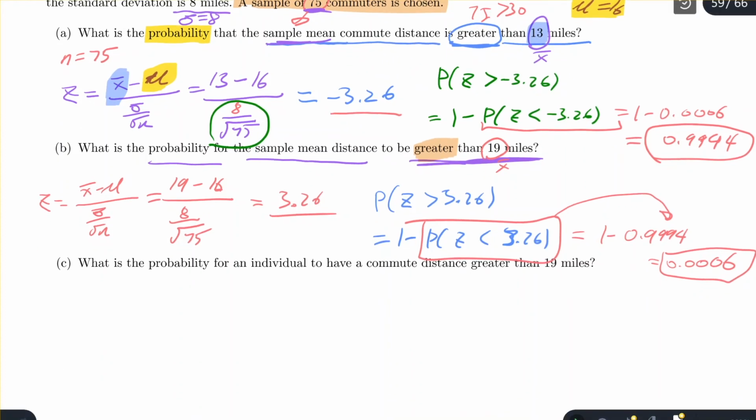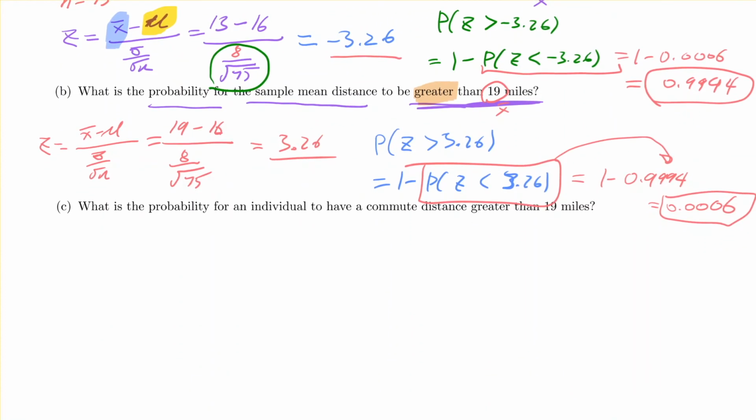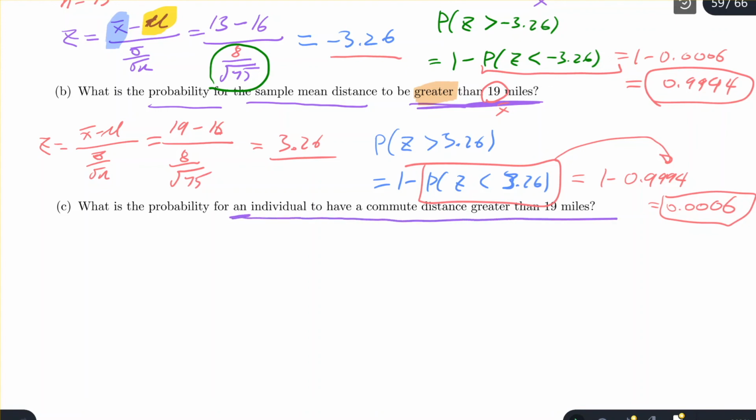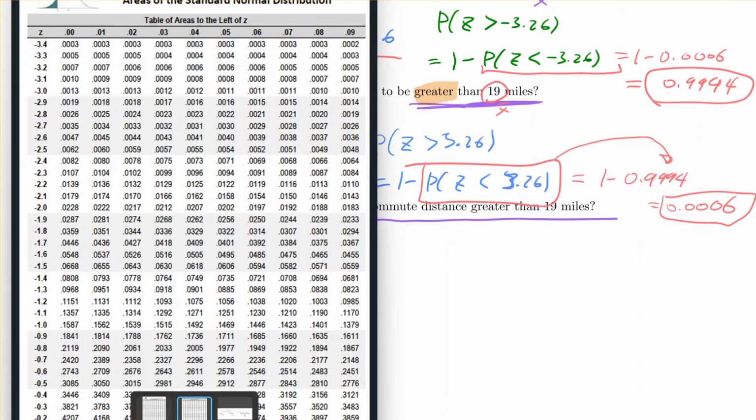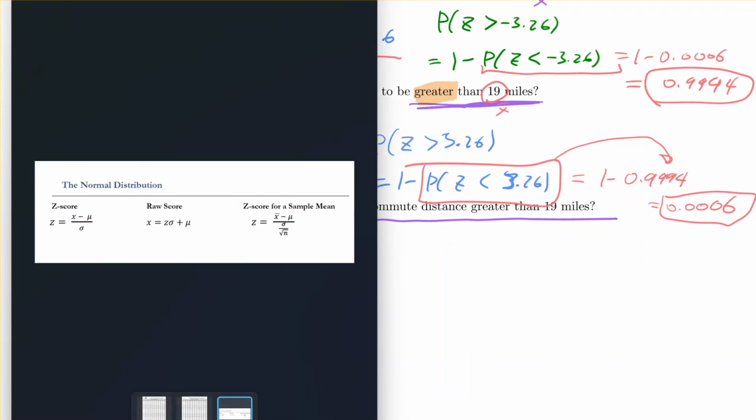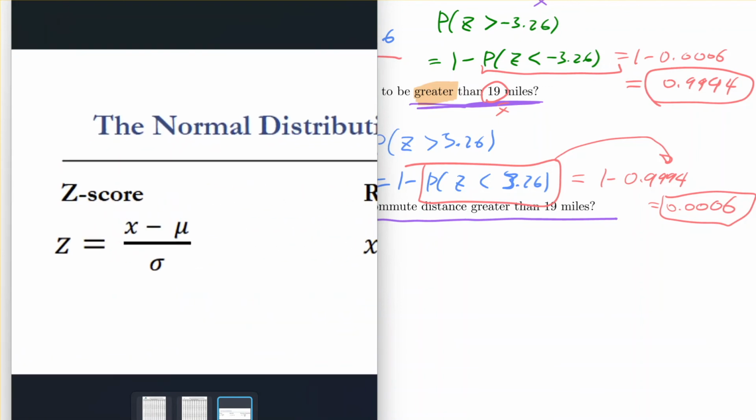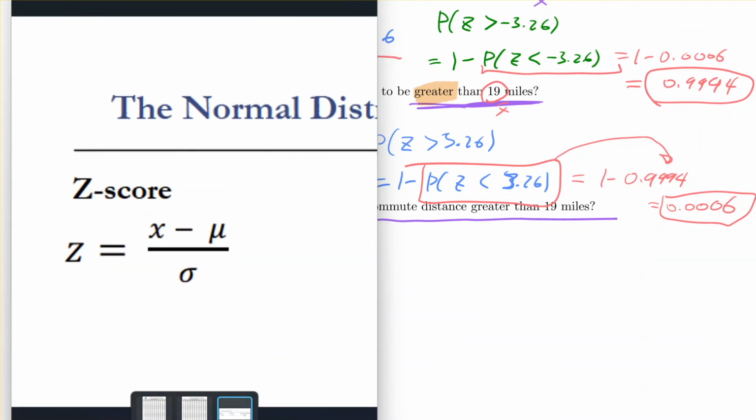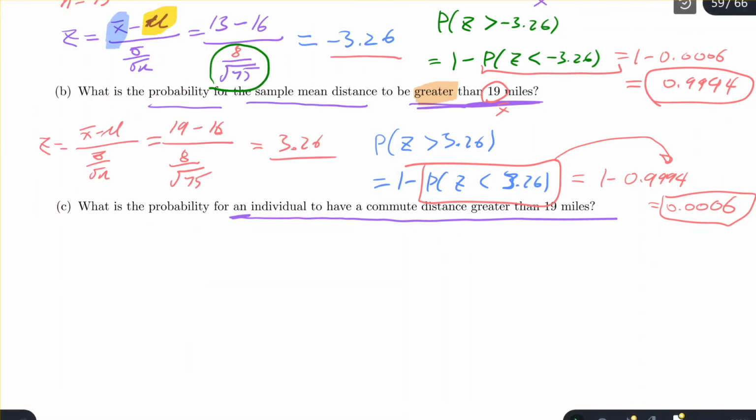Okay, so let's look at part C. What is the probability for an individual to have a commute distance greater than 19 miles? Right, so let's assume normal distribution for now. This is one individual, not a mean. Then in this formula, we're using this z-score, this one. We're not using the adjusted standard deviation. That's very important. That's why it's important to pay attention when we read a problem.